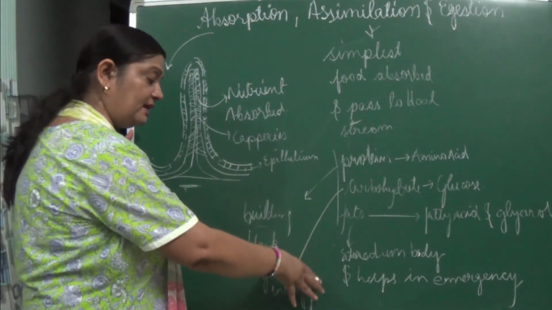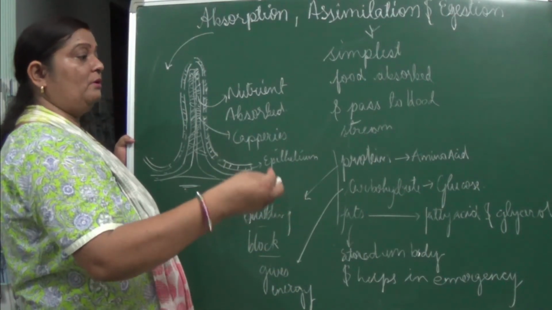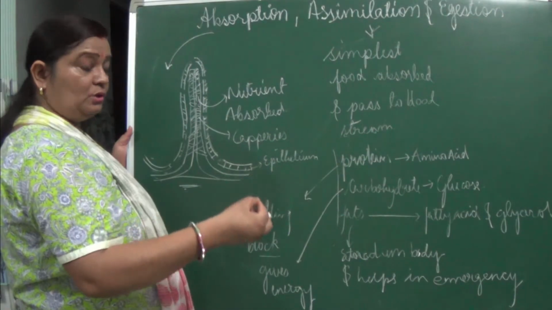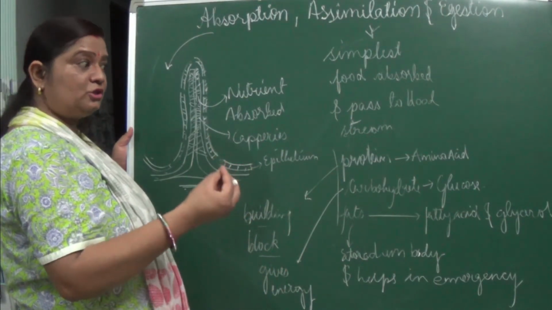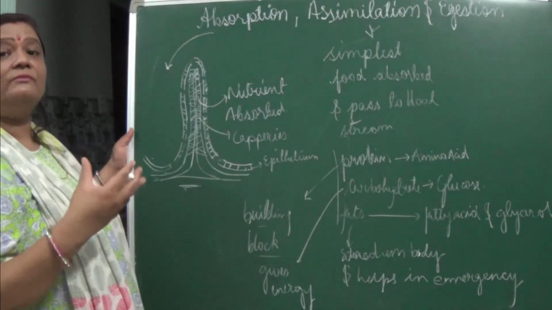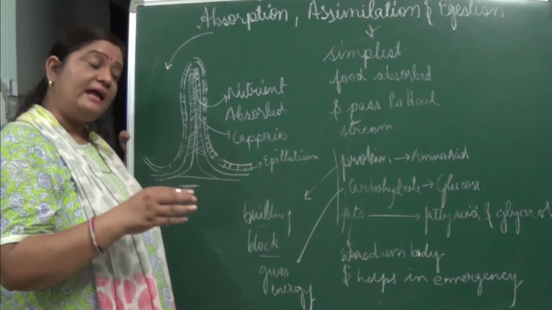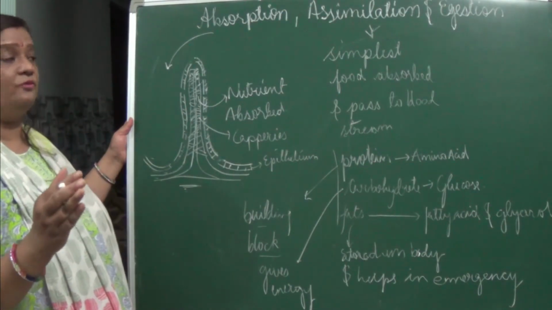And the rest of the digested food, what happens? If it is not used by the body, it is stored in the body in the form of what? Glycogen. The extra digested food material is stored in the form of glycogen in the body.